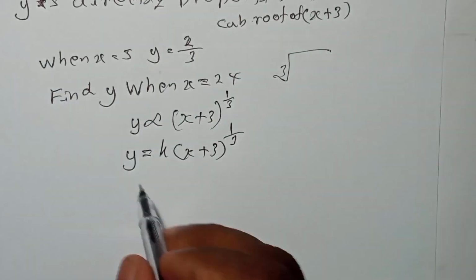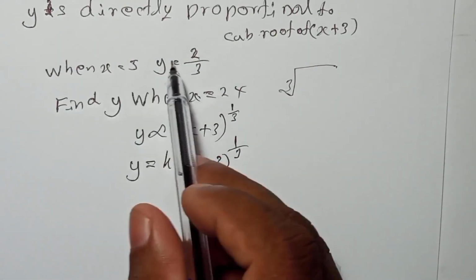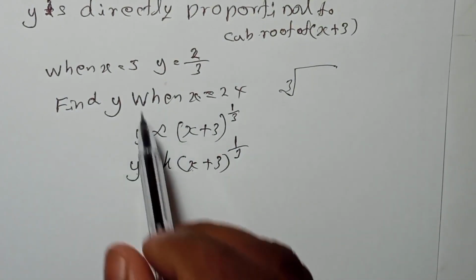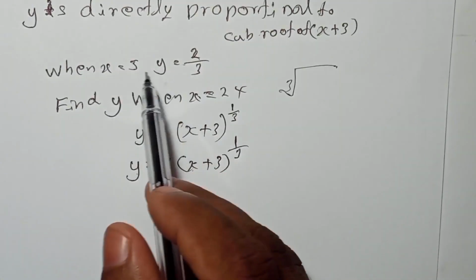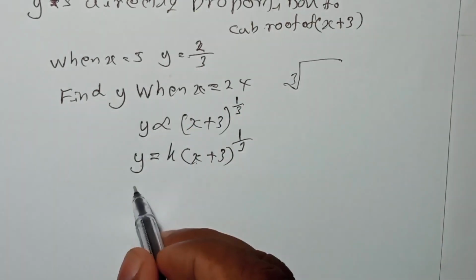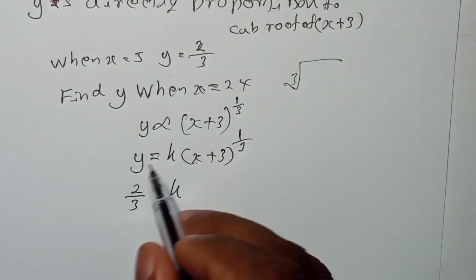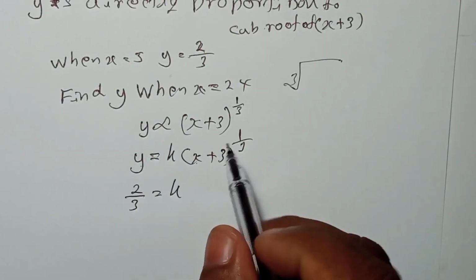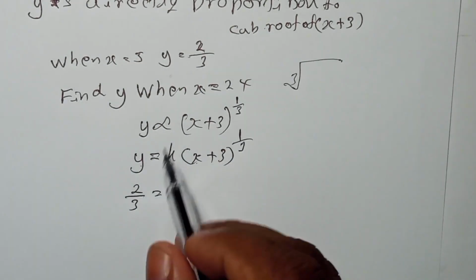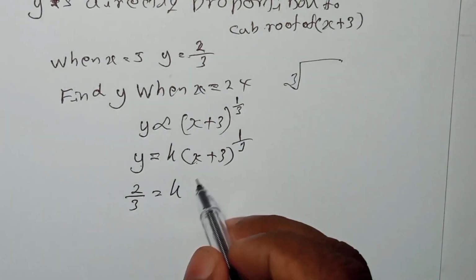Now they give one situation: when x equals 5, y equals 2 over 3. So now we need to replace x and y with these two values from the situation they gave. Now y equals 2 over 3, and we try to find the value of k. In a proportional relationship, if you make an equation, you need to find this constant, how much it is. So that's the reason.